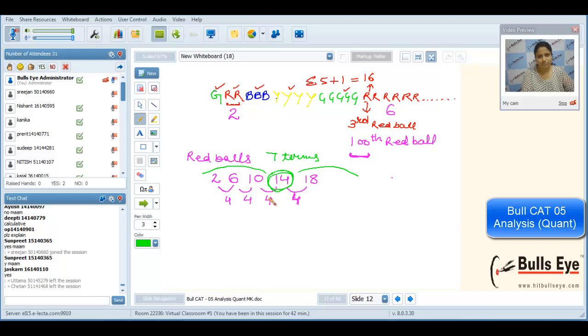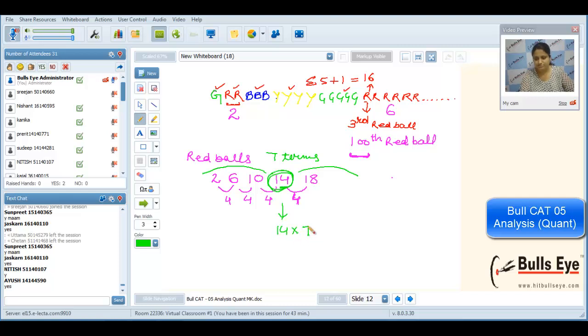You could use the formula as well, but it will be lengthy. So I'm using this average thing in AP. That is a good shortcut. If I take 14 to be the average, before 14 we are getting 3 terms. After 14 we will take 3 terms, because what is the average in AP? This is the middle term. So what should be the sum of this AP? It will be 14 into 7. 14 into 7. So we will get 98 balls up to 7th term.